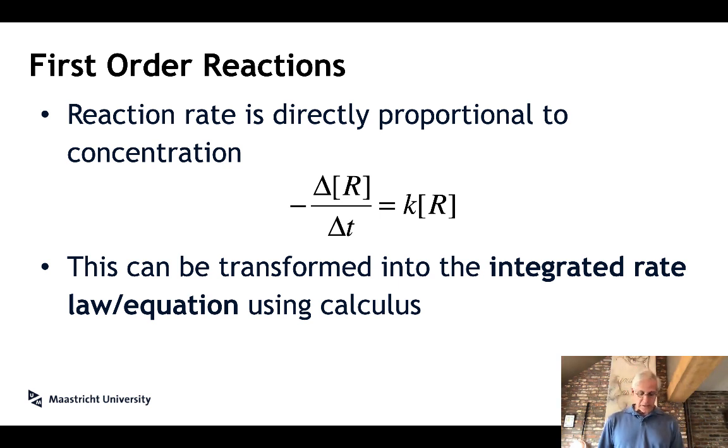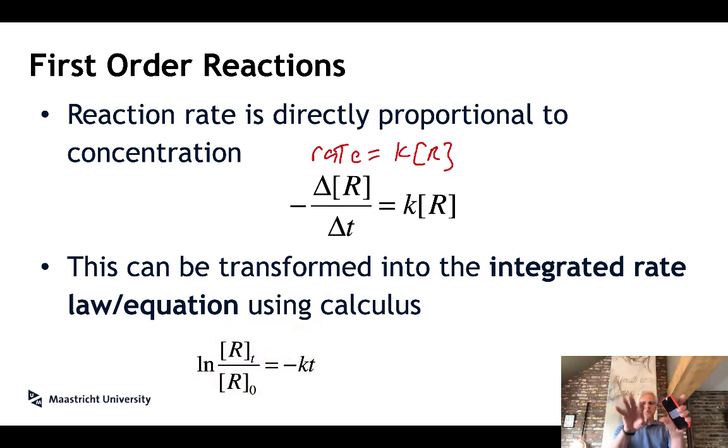Now what this really is, when we have the change in concentration of R over the change in time, this is really just the rate. So we could write rate equals k times concentration of R. Those two equations right there are exactly the same. Now we can transform that into the integrated rate law using some calculus. And for right now, we're just going to do a little magic.